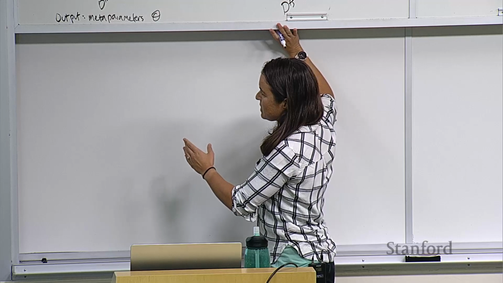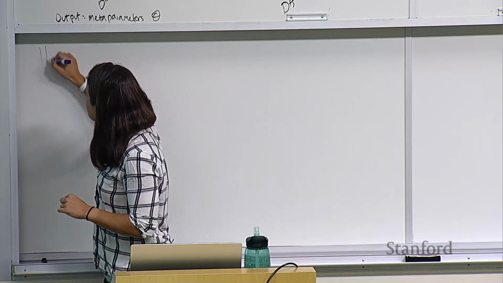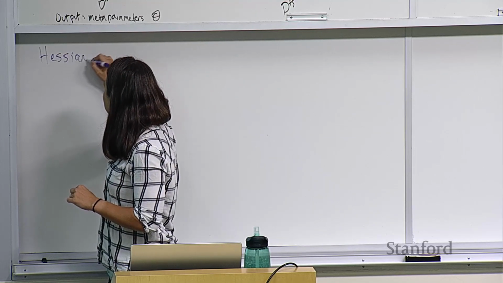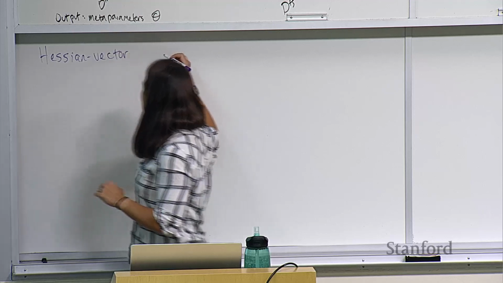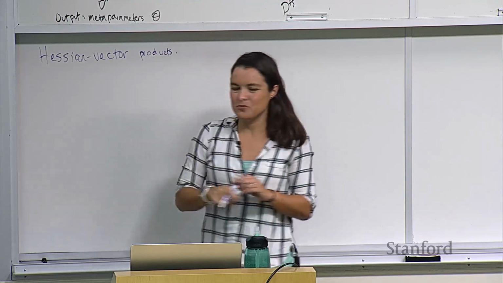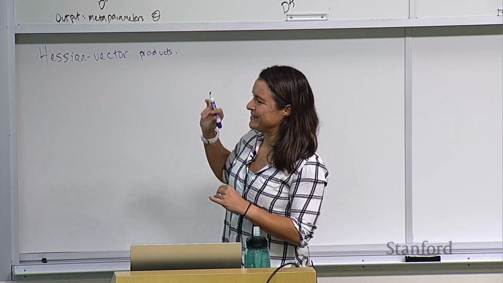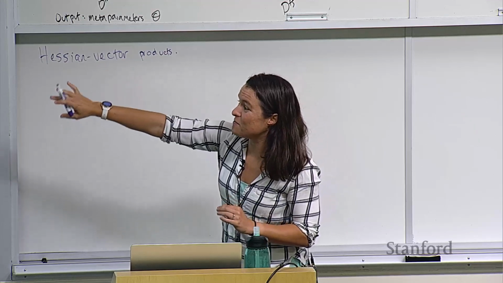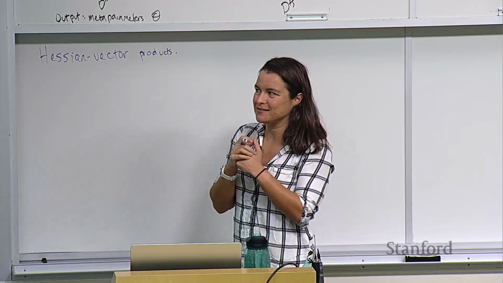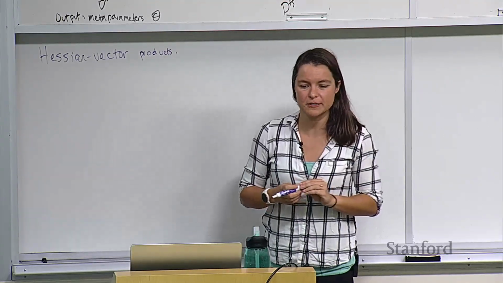So the first thing that you need to know before we get into the math of the meta-learning algorithms is about Hessian vector products. And the cool thing about Hessian vector products is that you can actually compute them much more cheaply than trying to compute the Hessian itself. In particular, it'd be really nice if we could compute these metagradients without having to construct the whole Hessian.